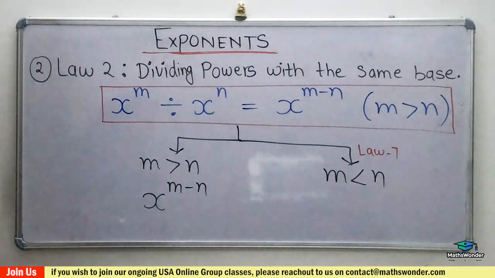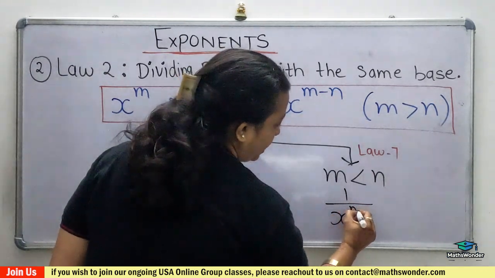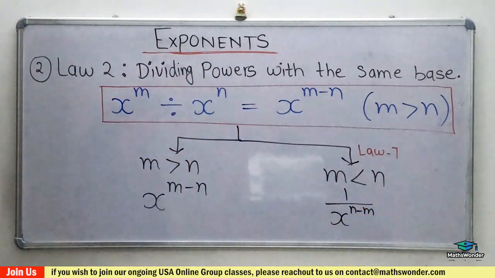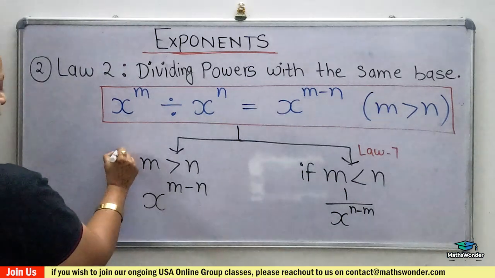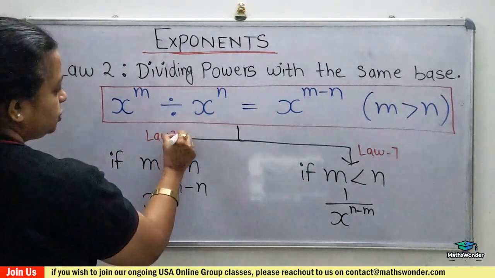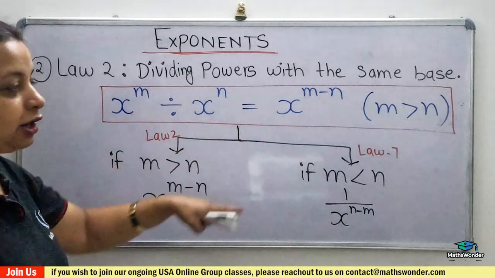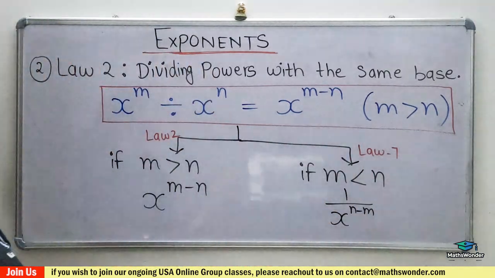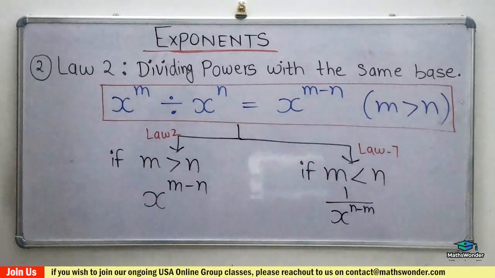As of now, I just give 1 over x raised to the power n minus m, when m is less than n. This we learn in law number 2, this part, okay? Understood what I am trying to explain? You will do this in law number 2, and in law number 7 I will explain in detail how you can convert into this form, okay? So this will go into the next part.